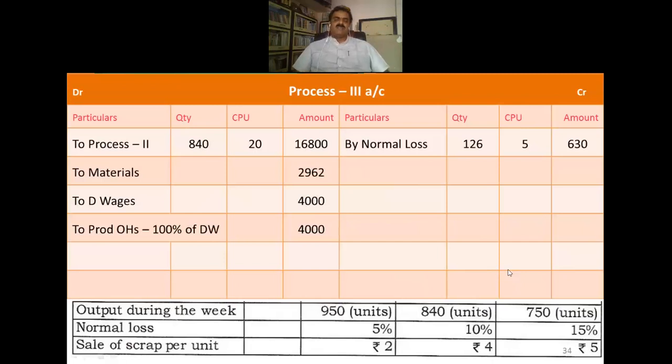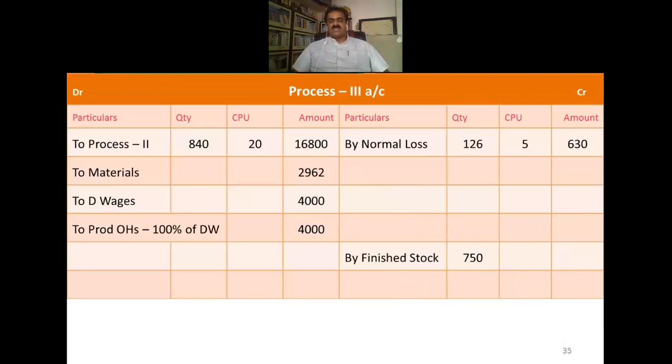Now, finally take the output. The output of the third process is 750 units. Therefore, 750 units are taken on the credit side. Since the third process is the last process, that will be treated as finished stock or finished goods, 750 units. So there ends the recording of transactions.